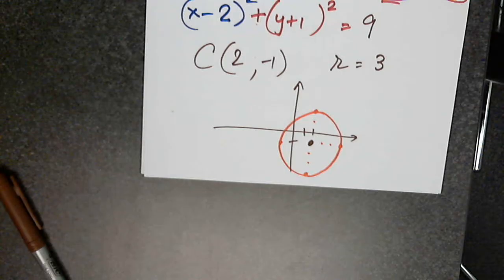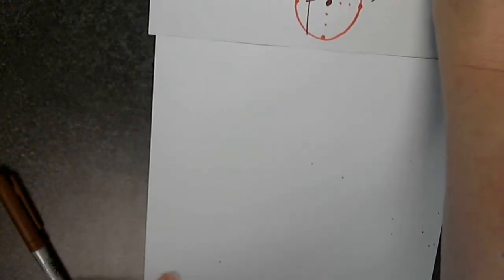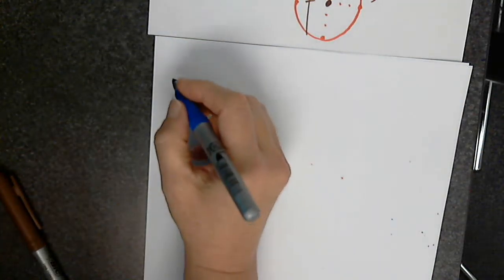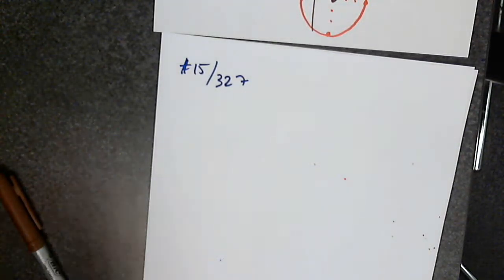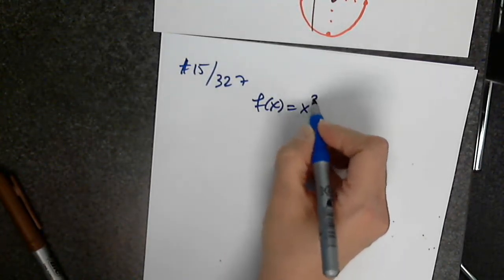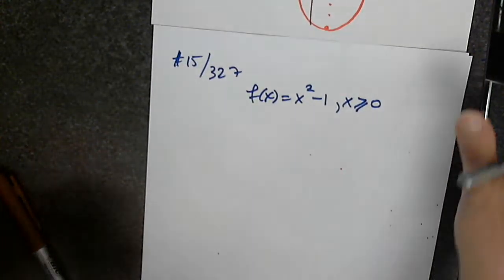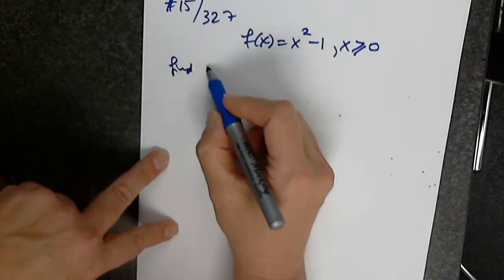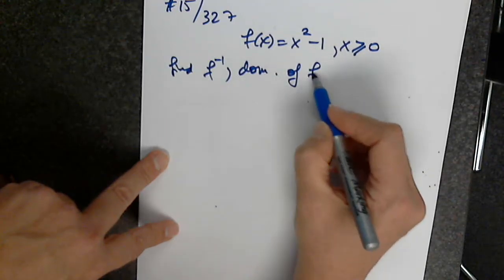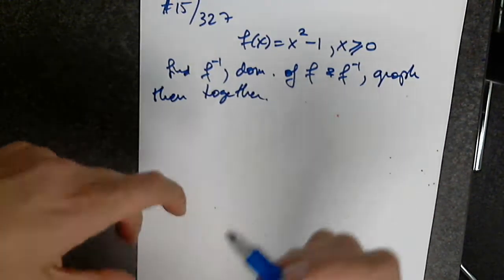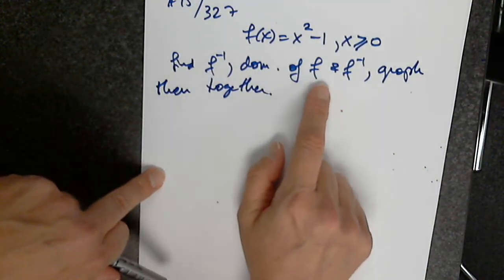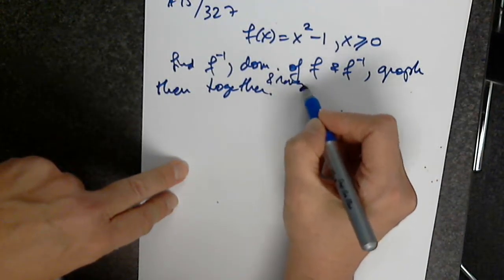Okay. What about finding the inverse function and graphing two functions on the same coordinate system? Will that work? Yes. Okay. I would like to work on problem 15 on page 327. I don't know what they are asking, but I just want to pick that function. So f of x equals x squared minus 1, and x is greater than or equal to 0. The question will ask us to find f inverse, the domain of f and f inverse, and graph them together. So one more time: find f inverse, find the domain of f and the domain of f inverse, and the range, of course. And then graph them together.